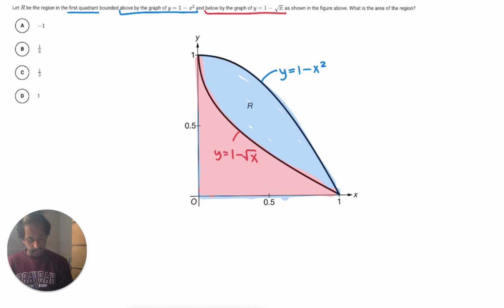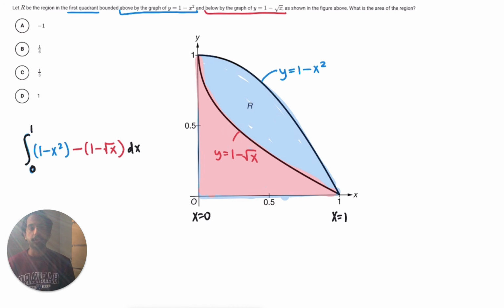So we're going to take our first integral, which will be the integral from 0 to 1 of 1 minus x squared. And what are we going to do? We're going to subtract the area underneath the other function, y equals 1 minus root x. And then all of this with respect to x. Because we can see that it starts at an x value of 0 and ends at an x value of 1.